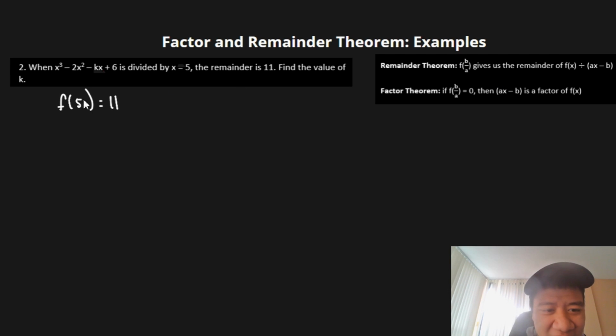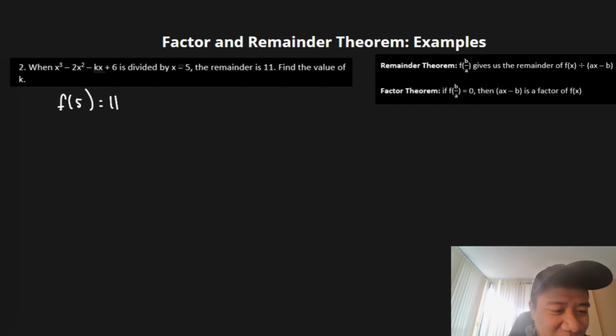So 5 is the corresponding number to this. And since we're given that when we divide this polynomial by this we get 11, that means if we substitute 5, the corresponding number to x minus 5, into our function, we should get 11 as our remainder. Okay, so you might be wondering how this is going to help us solve for k. In this case, we're substituting 5 into our function.